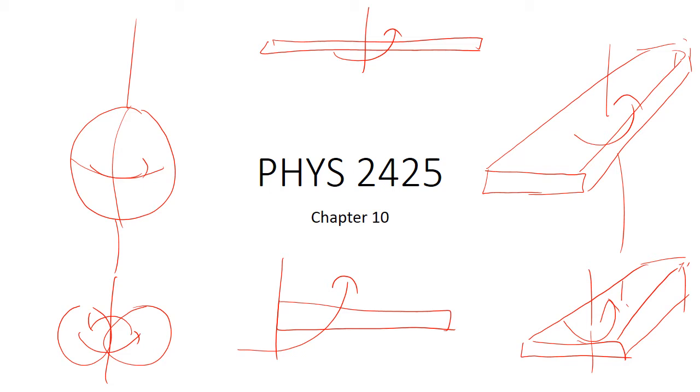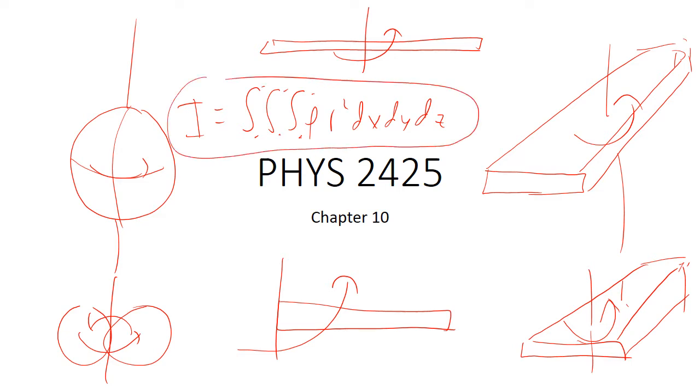Now, you could do this the hard way, and that is you could actually go ahead and do the triple integral of rho r squared dx dy dz using the different limits of integration for each of those. Okay, well, let's not do that yet, because no one wants to do that because that's hard.